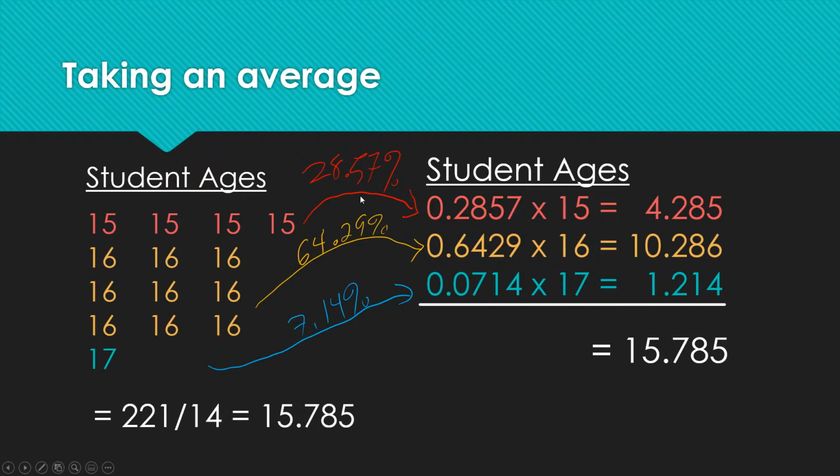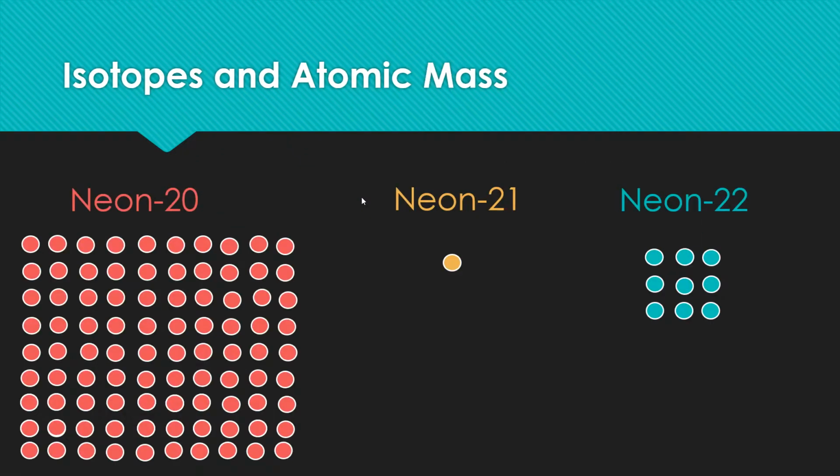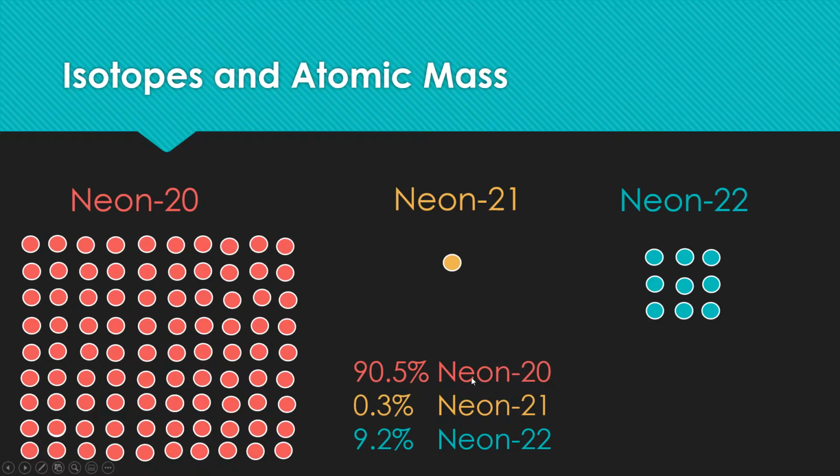Now, the reason I'm showing you this is because when we are doing atoms, and we're talking about billions upon billions upon billions of atoms, like neon 20 is all these sort of atoms, right? 90% of all neon is neon 20, has 10 protons and 10 neutrons. 0.3% is neon 21, just a fraction of all neon. And then the rest is neon 22. So neon with 10 protons and 12 neutrons, neon 22 makes up 9.2% of all neon.